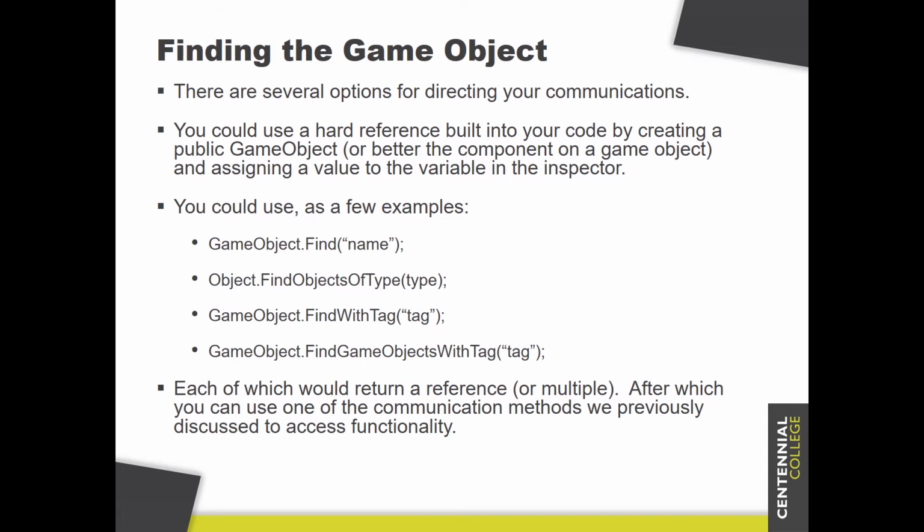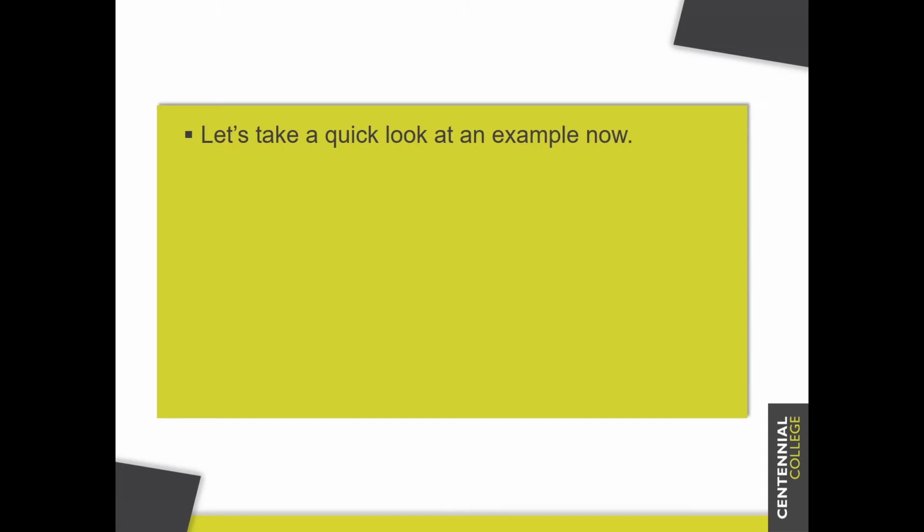Each of these things is about looking for a particular game object, and then afterwards we can use any one of the previously described communication methods to operate on the functions or the components or anything else that are located on those objects. So we're going to be taking a look at those right now inside of Unity.